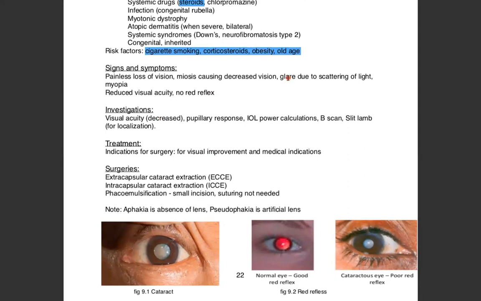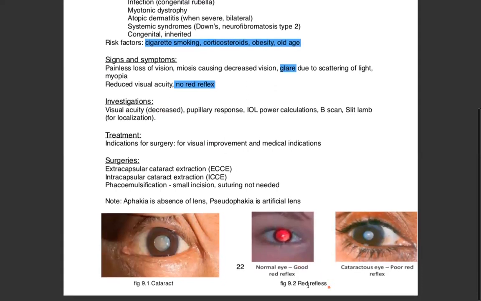And there is something called glare. Glare is basically scattering of the light. So when you look at the person there is glare, like when you take a picture or put light through the eye, you feel like the light is scattering. Okay? There is reduced visual acuity and also loss of the red reflex. So what you see here is that the red reflex is gone. This is a normal red reflex. This is in cases of cataract. The red reflex will not be visible.